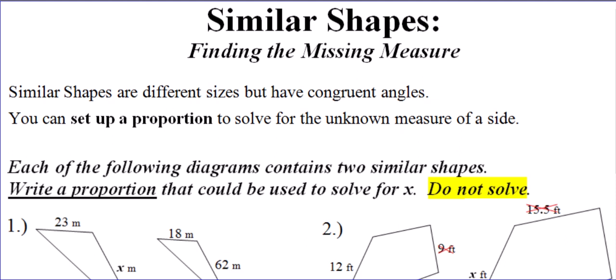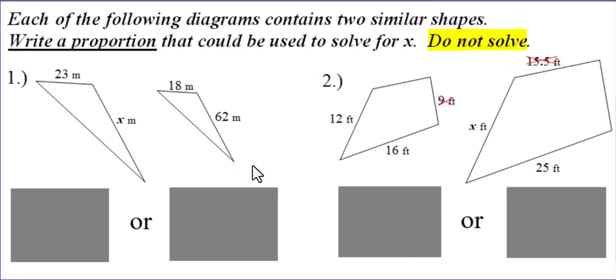Now, here's the key. Go ahead and underline this on your page. You can set up a proportion to solve for the unknown measure of a side. Now, proportions are something we did earlier this year. A proportion is a fraction set equal to a fraction. The beauty is you can decide how you want to set up your first fraction.